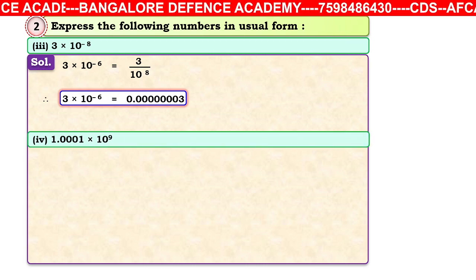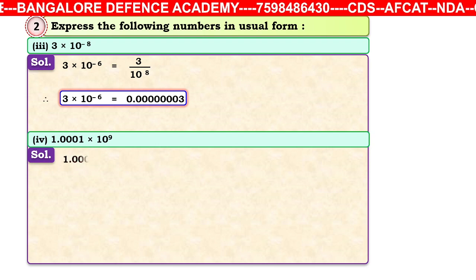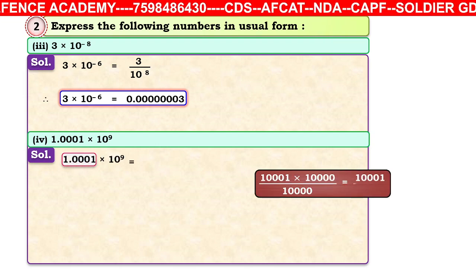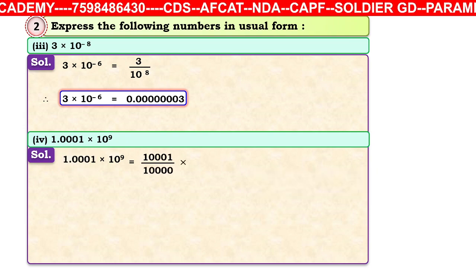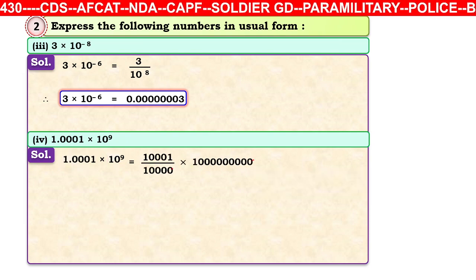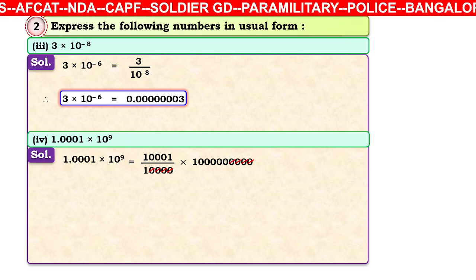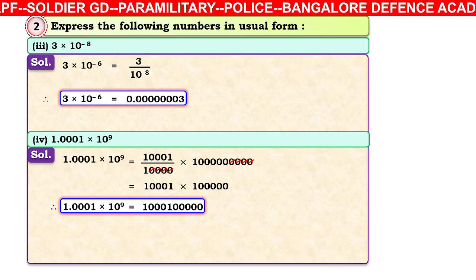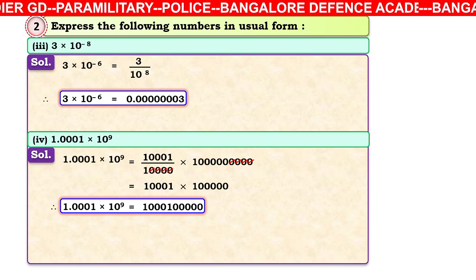Next, 1.0001 into 10 to the power of 9. Okay, so here I'm going to write 10001 over 10 to the power of 4, and 10 to the power of 9 will be here. So we have 10 to the power of 4 down. Okay, so that many zeros will be cancelled, and we have 10 to the power of 5 here. So the final answer is 1.0001, again 5 zeros.